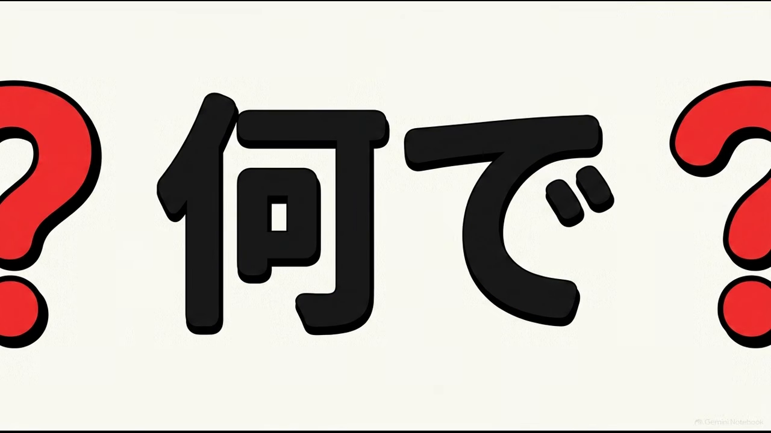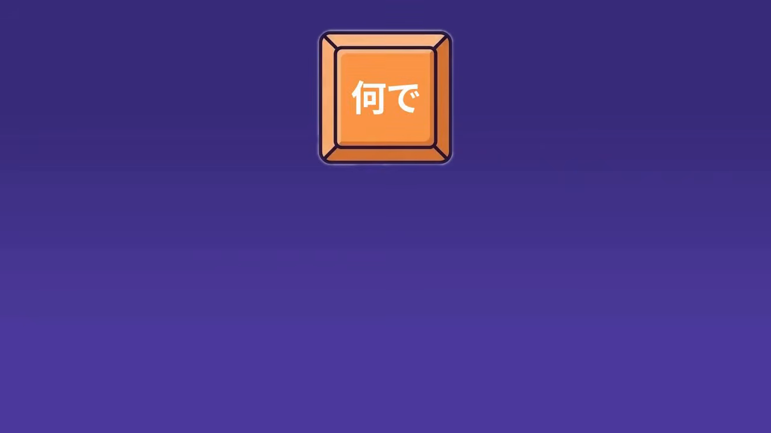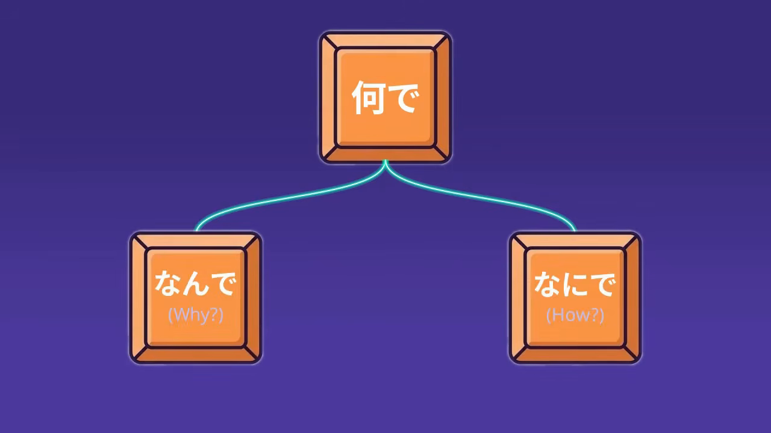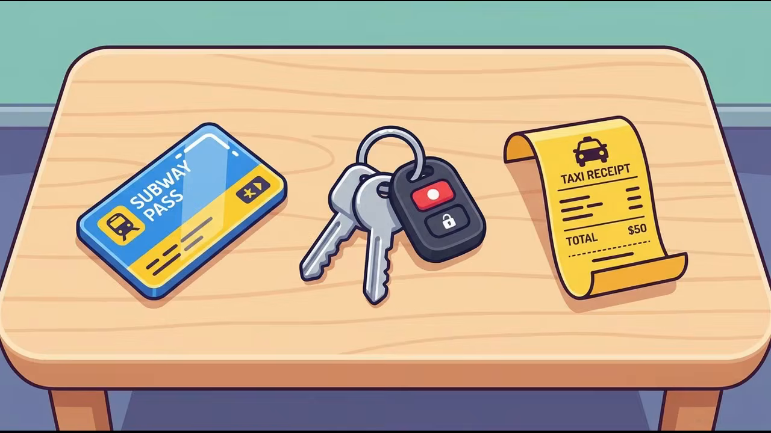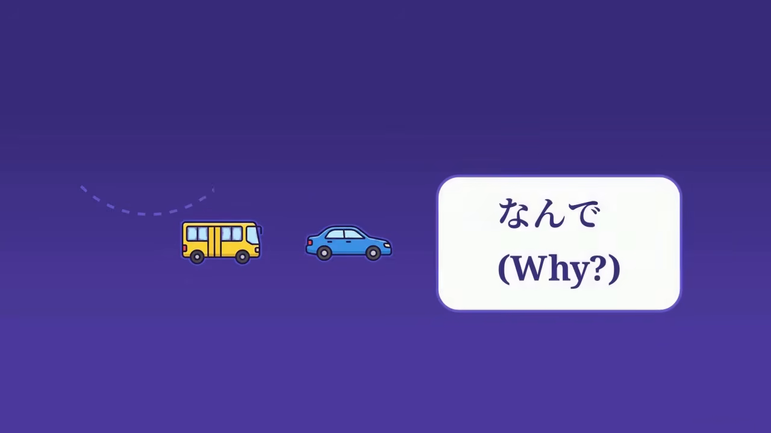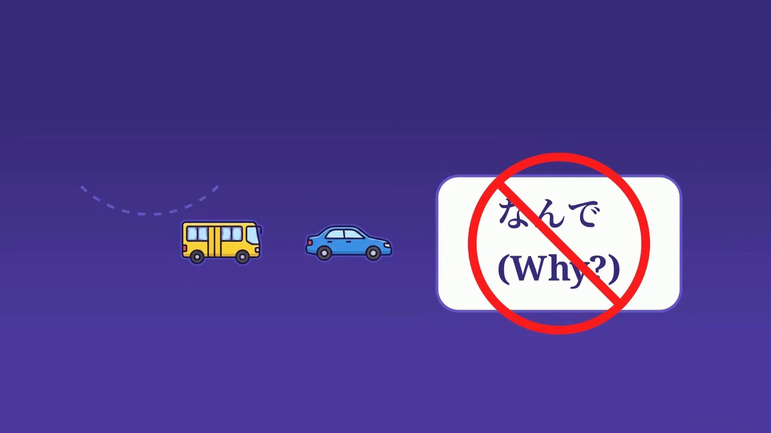There is one final distinction involving how the word is written. The kanji for nande can also ask about method rather than reason. To clear up any confusion, speakers change the pronunciation. When asking how or by what means, the characters are pronounced nani de. If a person asks nani de kitano, they are asking for your method of travel, whether you took the train or a bus, not the reason you decided to visit.